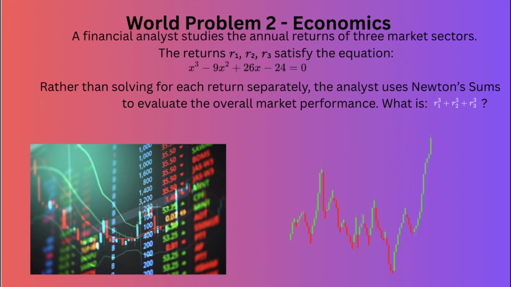Word problem number 2, economics. A financial analyst studies the annual returns of 3 market sectors. These returns, R1, R2, and R3, are all roots of the equation x cubed minus 9x squared plus 26x minus 24 equals 0. Rather than solving for them separately, the analyst uses Newton's sums to evaluate the total market performance. What is R1 cubed plus R2 cubed plus R3 cubed?